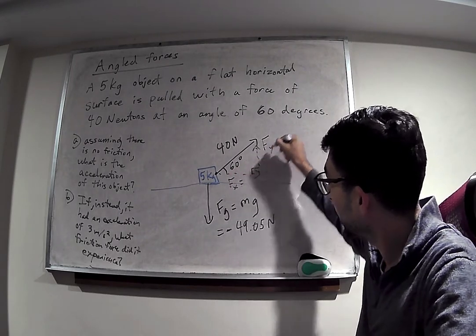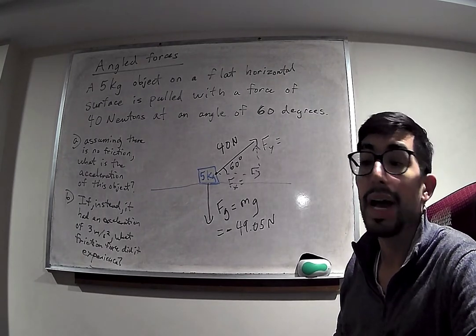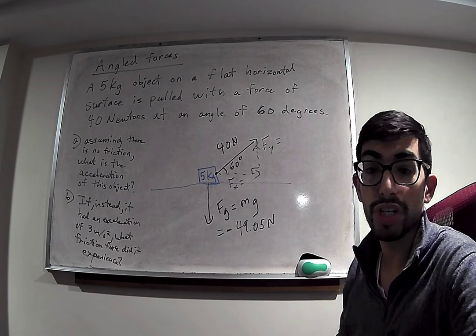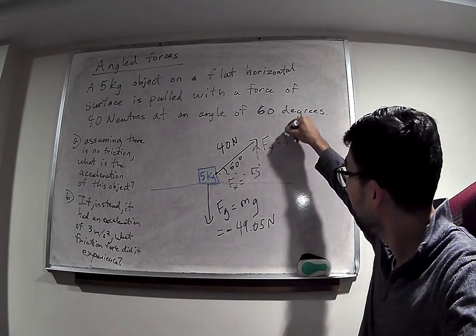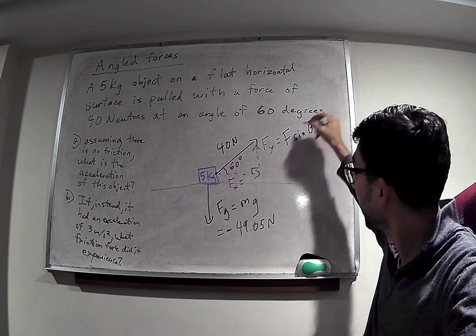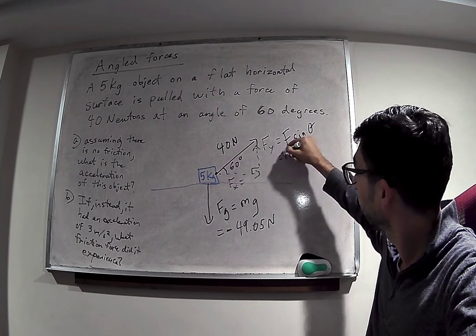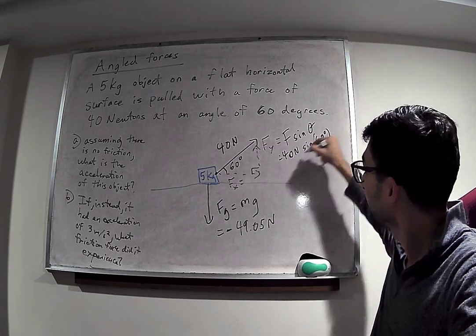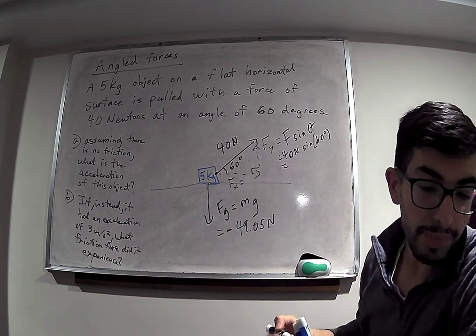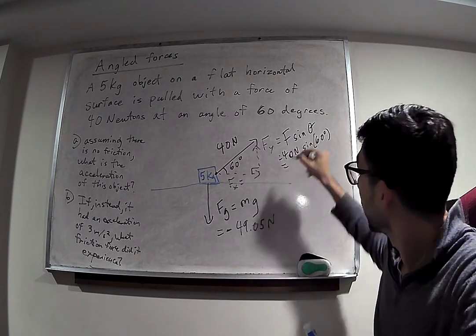Well, how do we break down an angled force into x and y components? You might remember from our work on projectile motion, we're going to use sine and cosine. In this case, the Fy is F sine of theta. So it's going to be 40 newtons times the sine of 60 degrees. And if we actually calculate that, we should get 34.6 newtons.